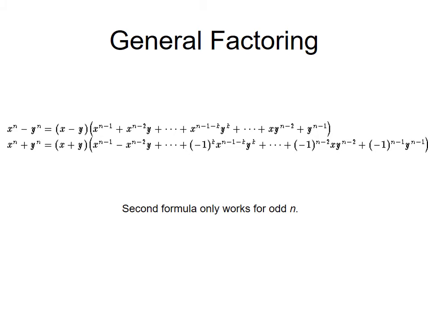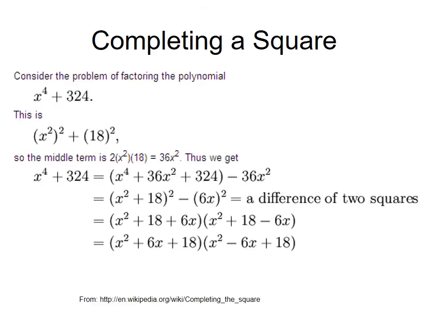Some general factoring, you can do this really for any power. But like I just said, the second formula only works for odd n because sum of squares, sum of quartics, sum of powers of 6, those are not going to factor. That's messy to look at. I don't think you'll need to get quite to this level. And again, you can come back and reference this stuff if you need to.